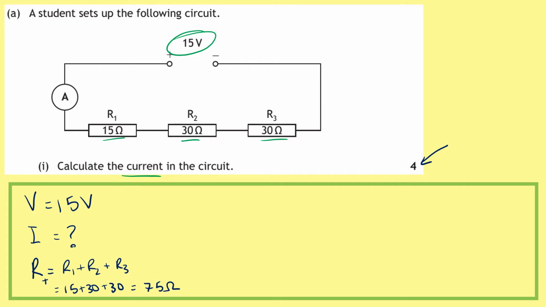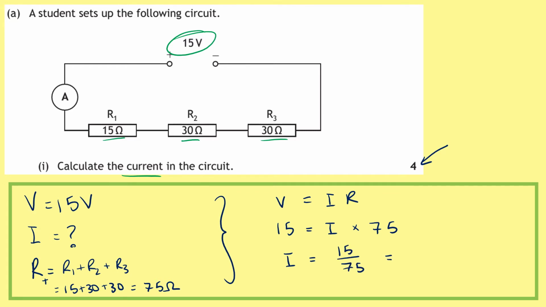Because we've got voltage, current and resistance, we can use Ohm's law to solve this question. So V equals IR. Filling in our numbers, we've got 15 equals our current times by 75. Rearranging this, our current is equal to 15 divided by 75, which gives us a final answer of 0.2 amps.